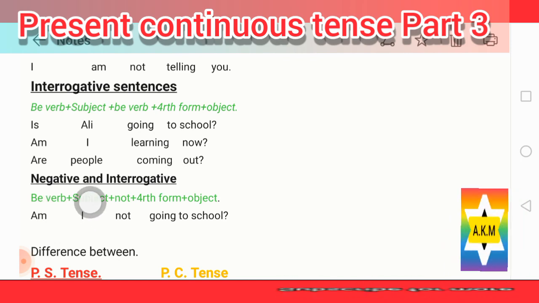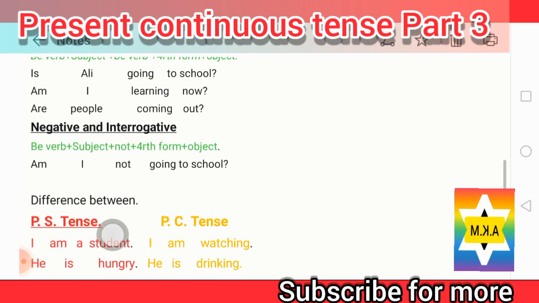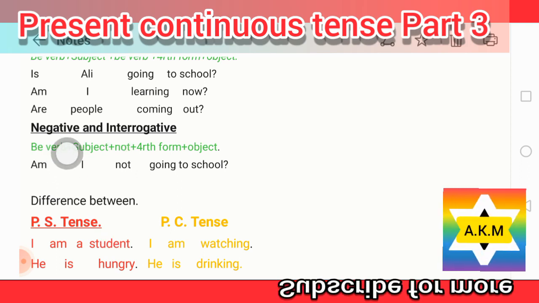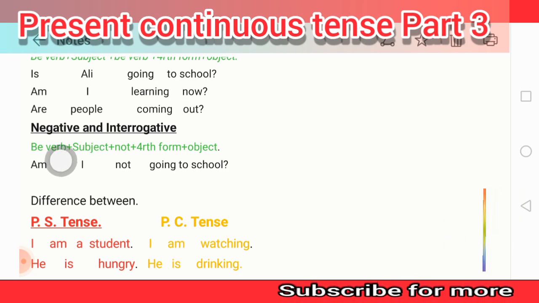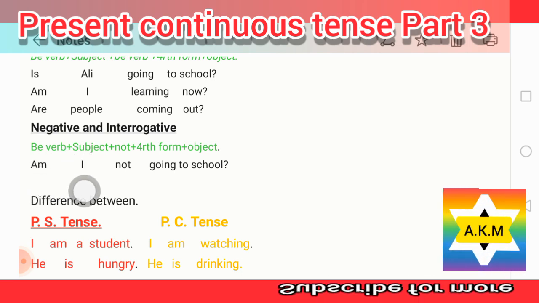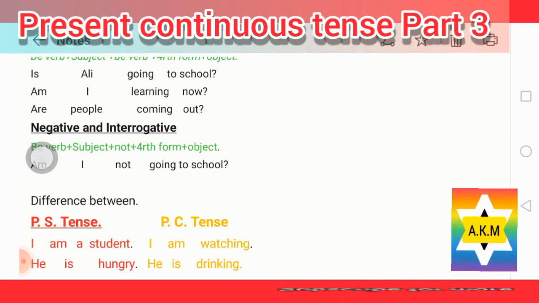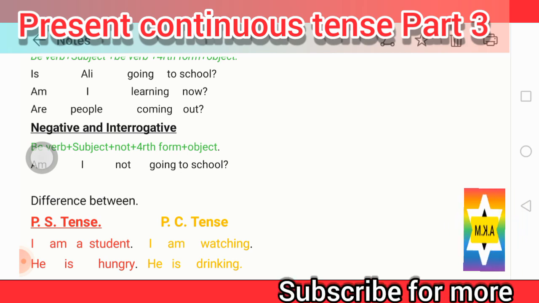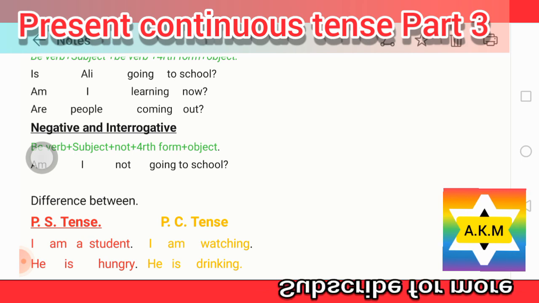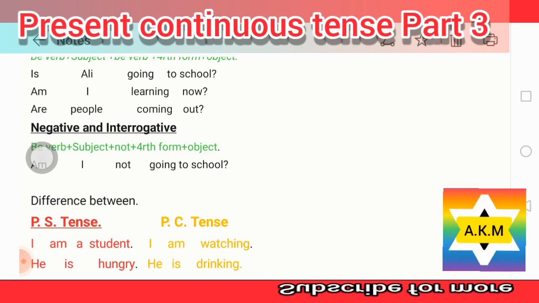And now negative and interrogative sentences, how we can make negative and interrogative together. We don't need these often, but sometimes we need them, and we say like this: am I not going to school? We sometimes use this kind of sentence when we have a negative and interrogative situation, meaning we want to make it negative and interrogative by ourselves.